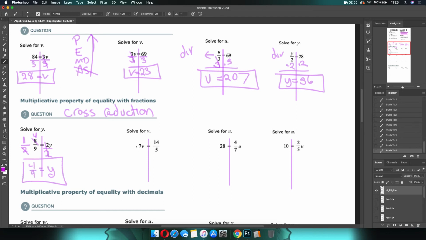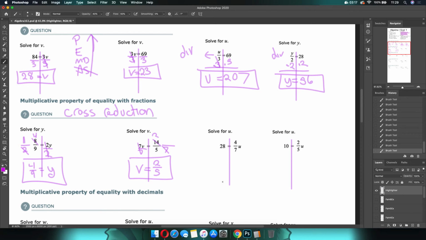Okay. Same thing is going to happen over here. I'm going to divide by 7, divide by 7. Cross division here, cross reduction. Can 7 go into 14? Yes. So V equals 2/5.